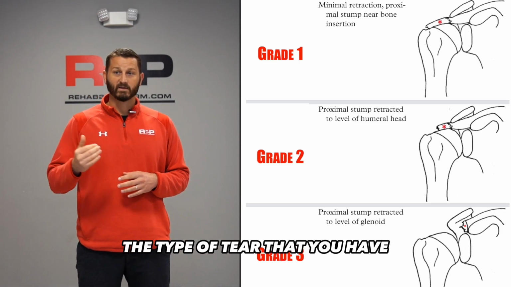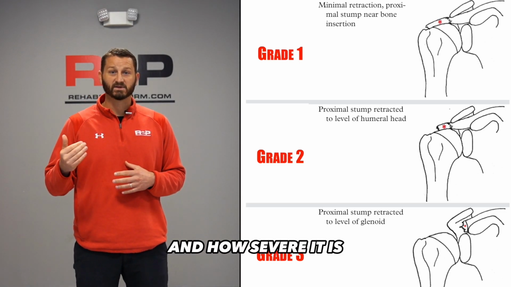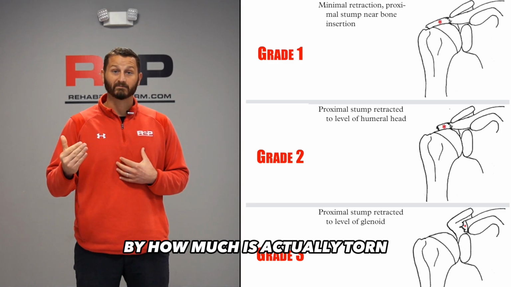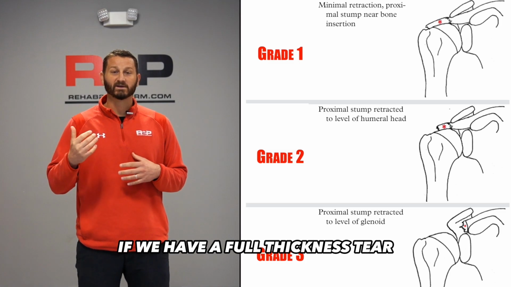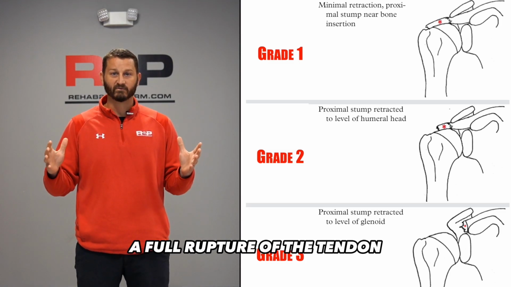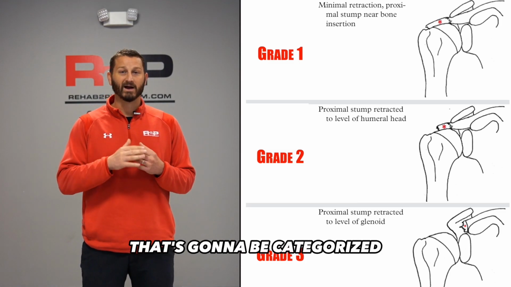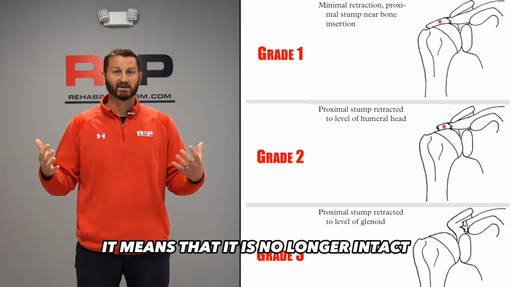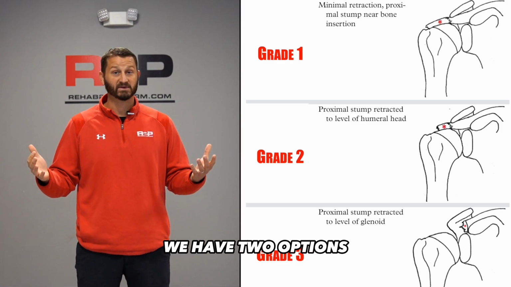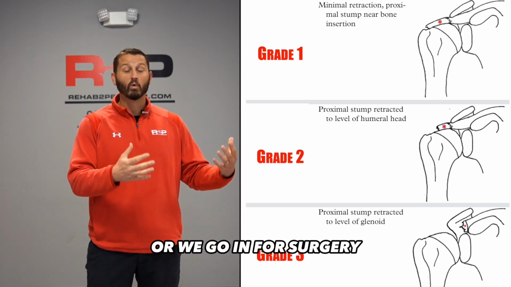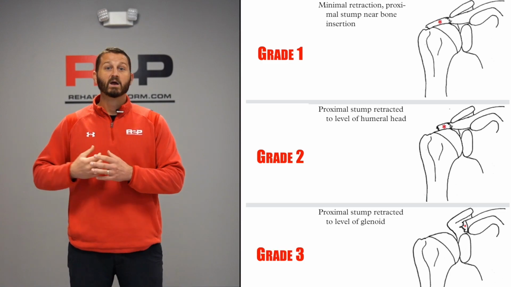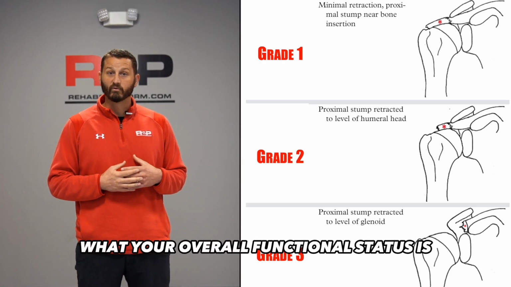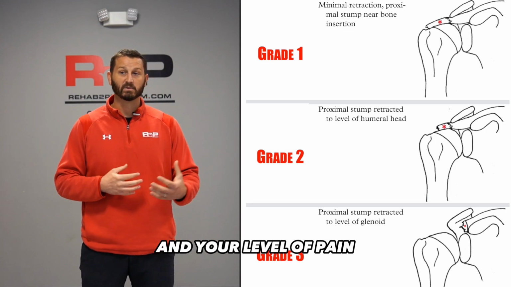The type of tear that you have and how severe it is often going to be dictated by how much is actually torn. If we have a full thickness tear, a full rupture of the tendon, that's going to be categorized as a grade 3. It means that it is no longer intact. And with this, we have 2 options. We either deal with it or we go in for surgery. That decision is often going to be based on what your overall functional status is and your level of pain.